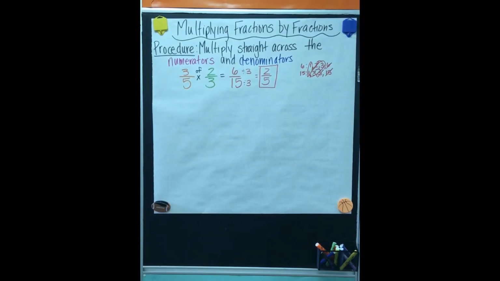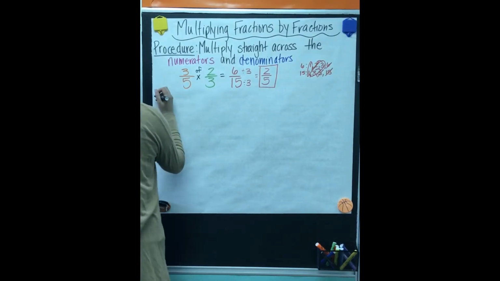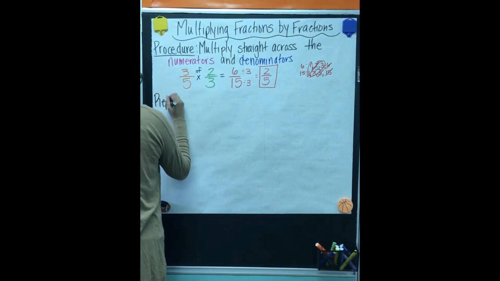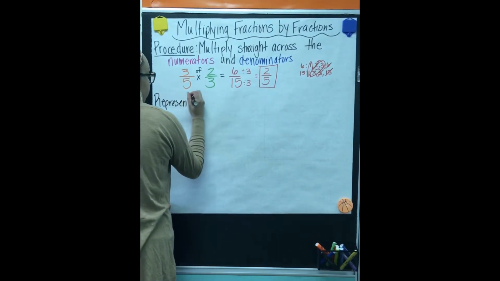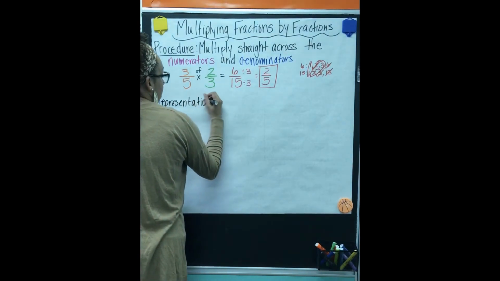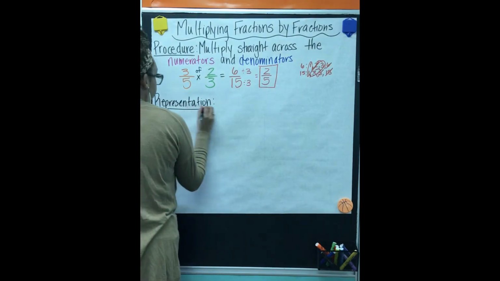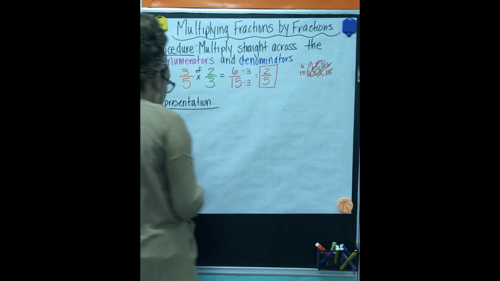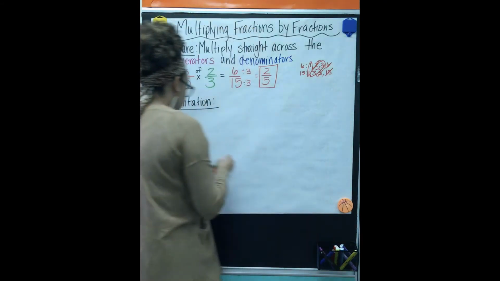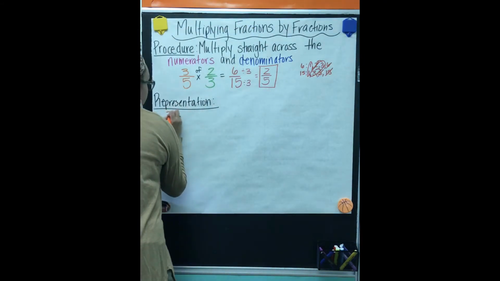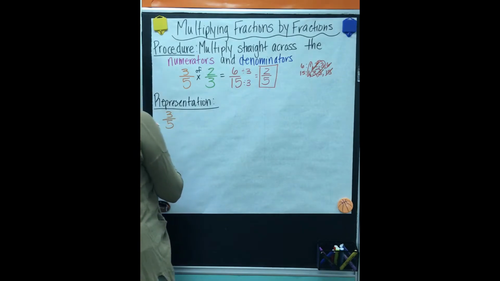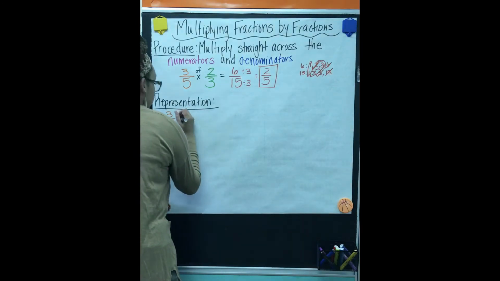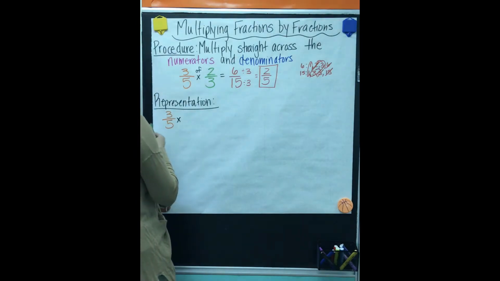Now we're going to talk about the representation. So what it would look like if we had to represent or model a fraction by fraction. So we're going to use the same exact problem. We got 3/5 times 2/3.